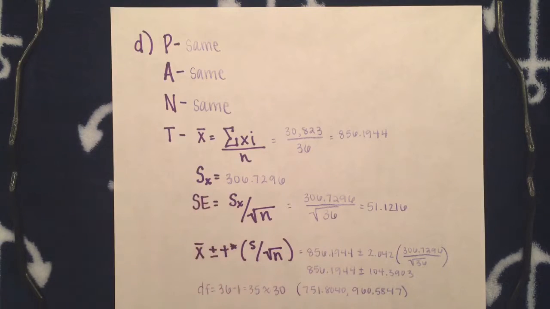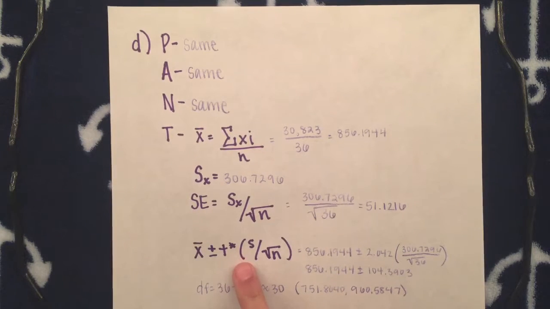because our standard deviation changed from the two highest numbers being taken away, and also we have less data now since the two highest data were taken away. So our value of standard error is 51.1216. So we're still going to use the one sample t interval.